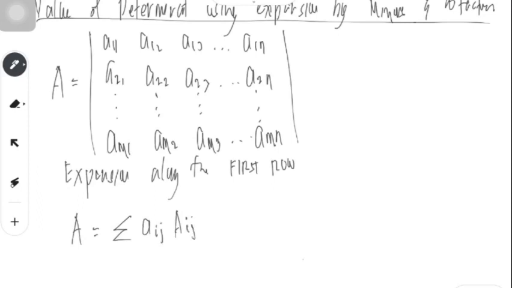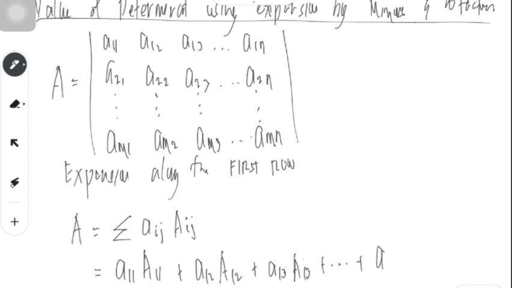Or simply, if the expansion is along the first row, first row tayo, we have A11 times the cofactor A11. Then plus, we have A12, all the elements on the first row, multiplied by the cofactor. Then we have A13, until you have A1n times the cofactor 1n.